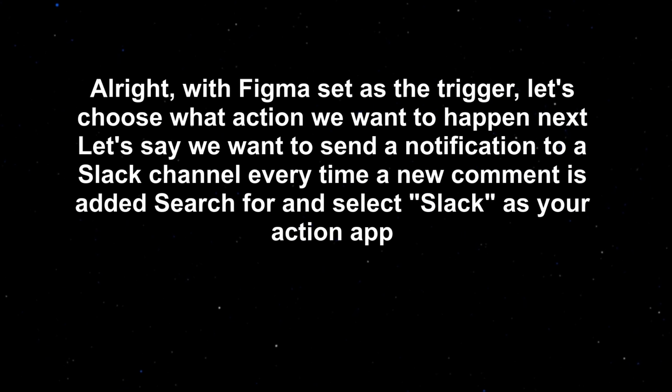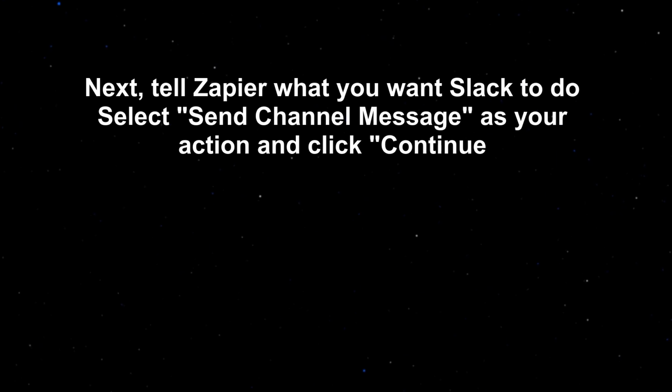Alright, with Figma set as the trigger, let's choose what action we want to happen next. Let's say we want to send a notification to a Slack channel every time a new comment is added. Search for and select Slack as your action app. Next, tell Zapier what you want Slack to do. Select send channel message as your action and click continue.